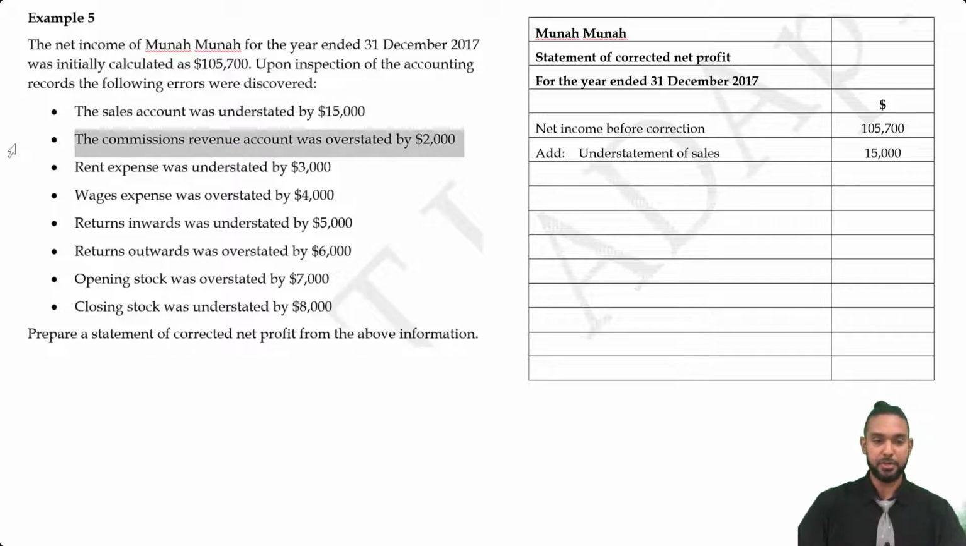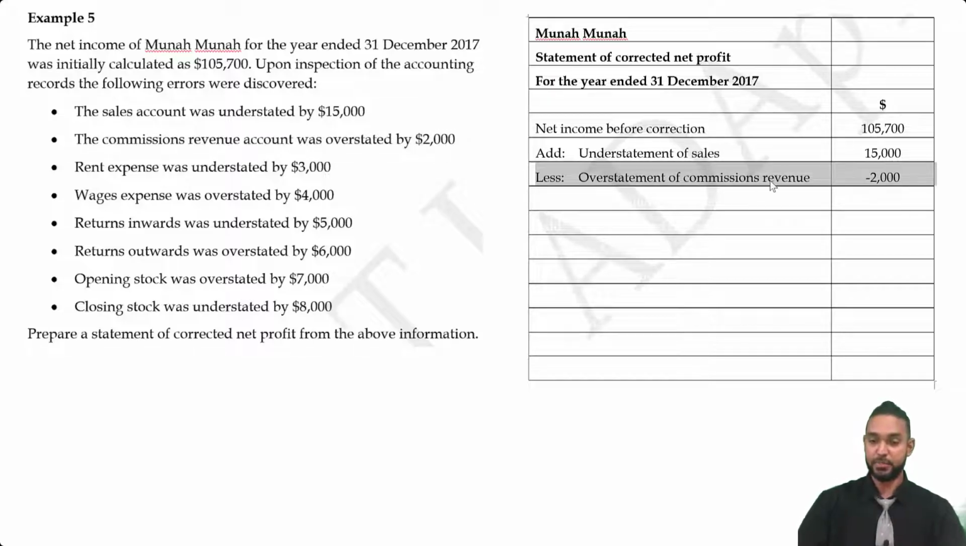Next, we have commission revenue being overstated. Revenue being overstated means it's too high. To correct it, we have to bring it down. When you decrease a revenue, profit decreases as well. So that means we are going to have to subtract the overstated commissions revenue figure in this process of correcting net income. What happens next?